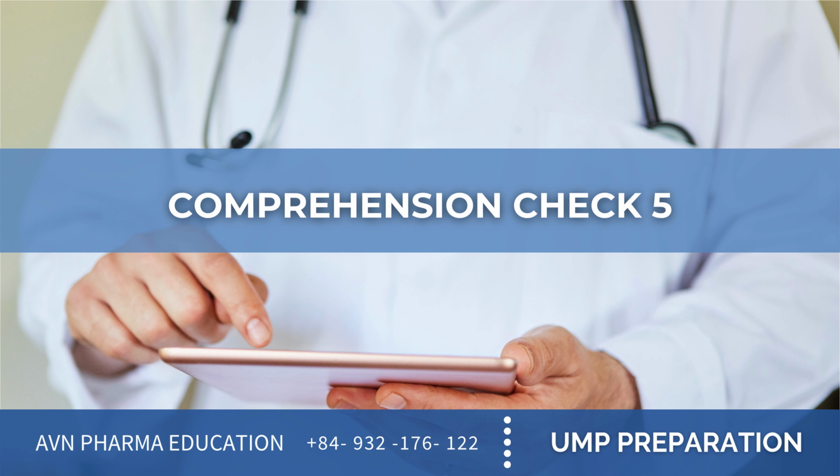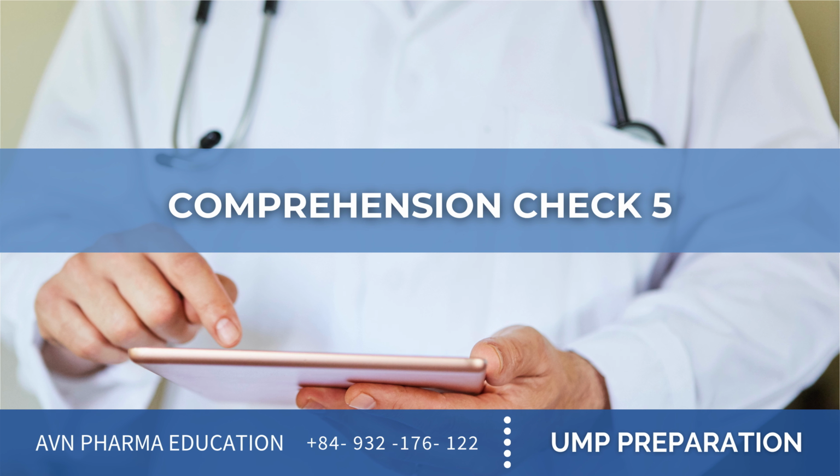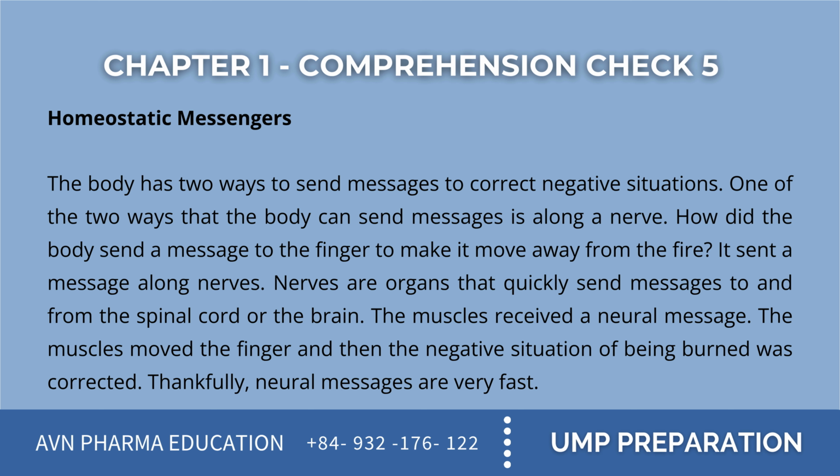Comprehension check 5. Homeostatic messengers. The body has 2 ways to send messages to correct negative situations. One of the 2 ways that the body can send messages is along a nerve. How did the body send a message to the finger to make it move away from the fire? It sent a message along nerves.